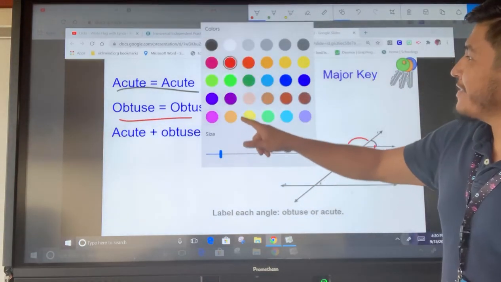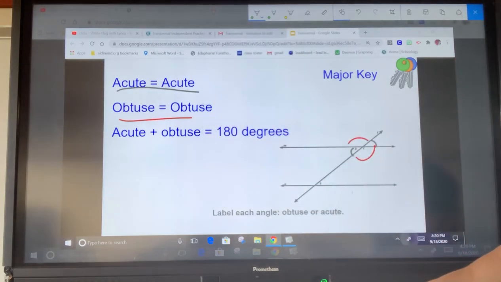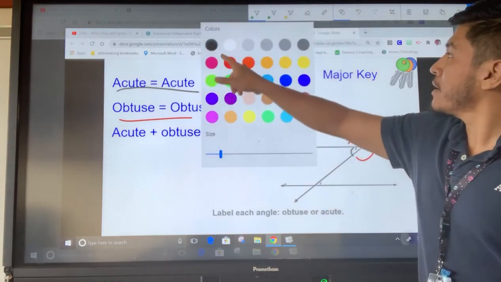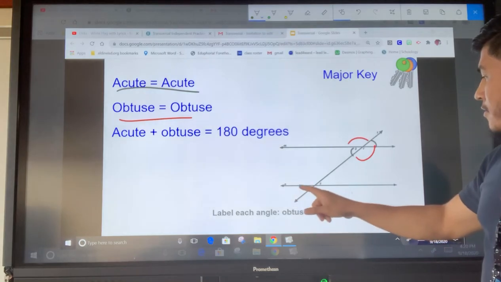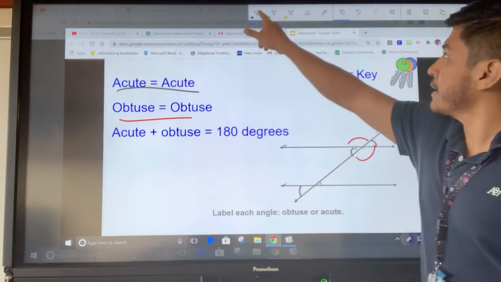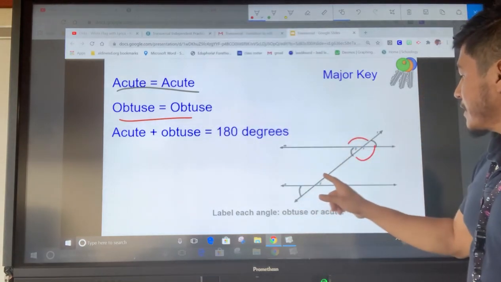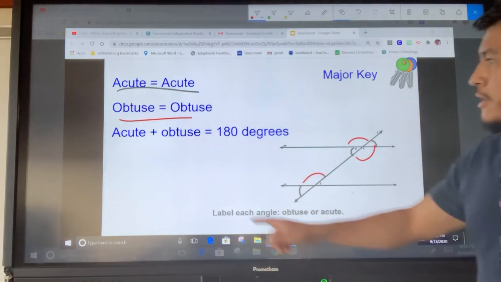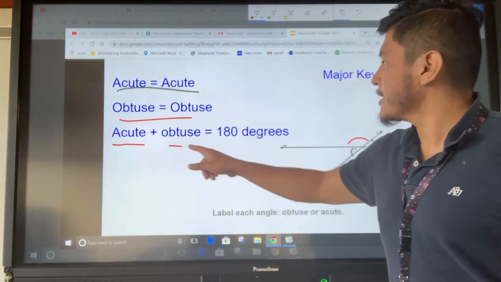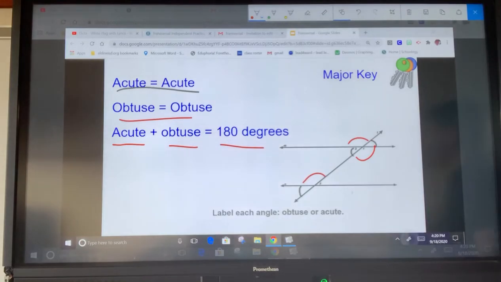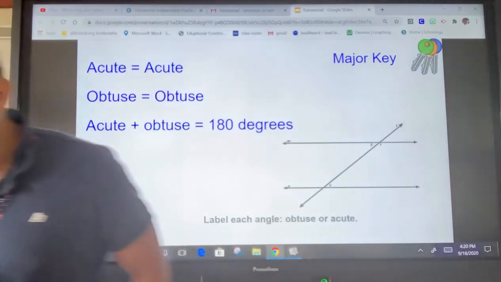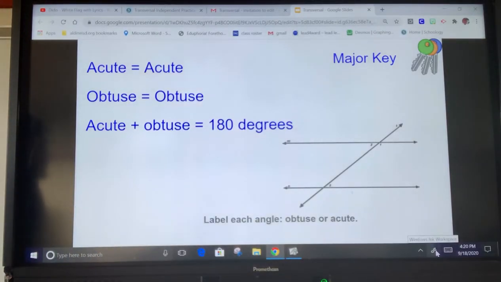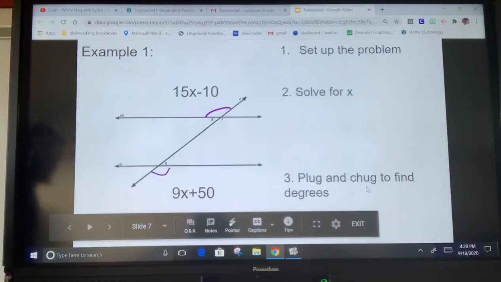And when they give you different ones, let's say they give you an acute angle and an obtuse angle, that's the only one that's going to look a little different. The next slide is going to show us what we mean and how to work this. But this is just one of the key points.